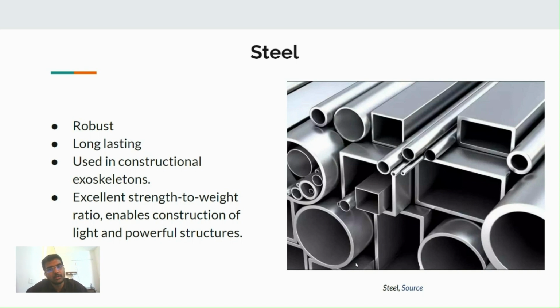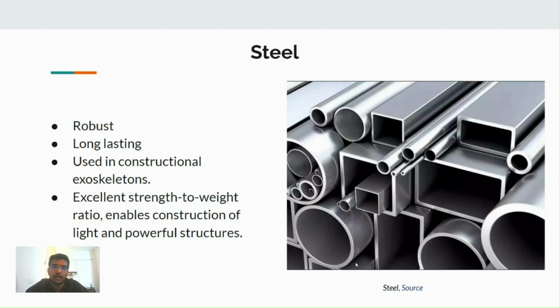So now we will be discussing the different materials that are actually used to build the exoskeletons. So the first material that we have is steel. The basic property of steel is that it is robust, long lasting, and it is able to endure enormous weights, and that is why it is used in constructional exoskeletons.